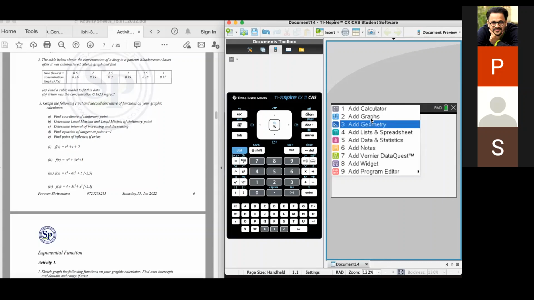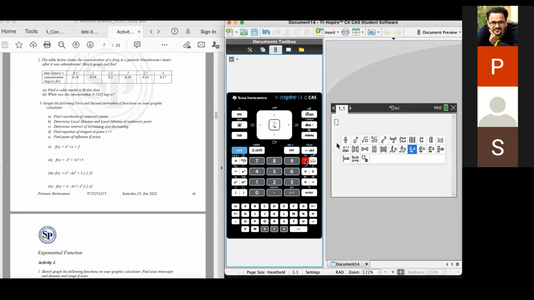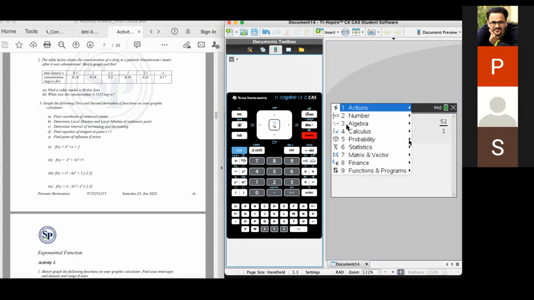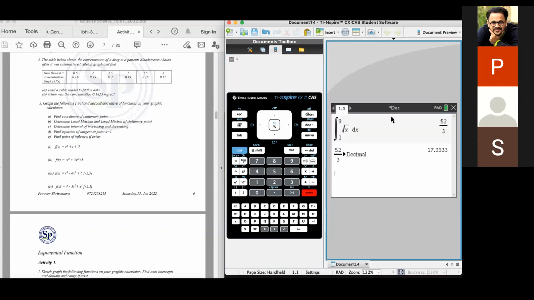If you go into calculator mode here, then click this, you will see the integration given here. Click this; your lower limit is 1, the upper limit is 9, and the function is root x dx. When you enter, you will get the answer 52/3, and if you want the decimal value of this number, convert to decimal here. It comes to 17.333. Maybe in a graph there could be some decimal variation, so that is why it is possible. Otherwise, you can work it out through this. This is the case when we are discussing the area under the curve.